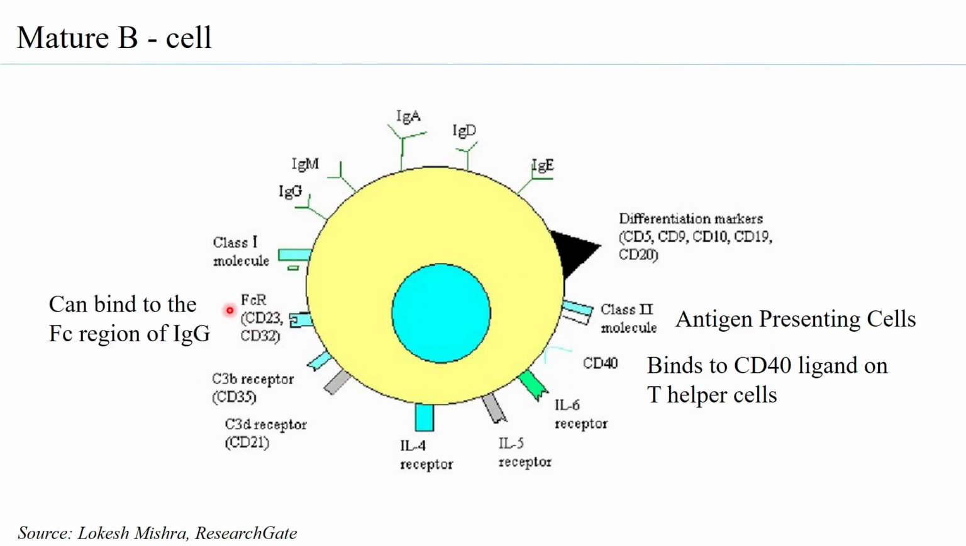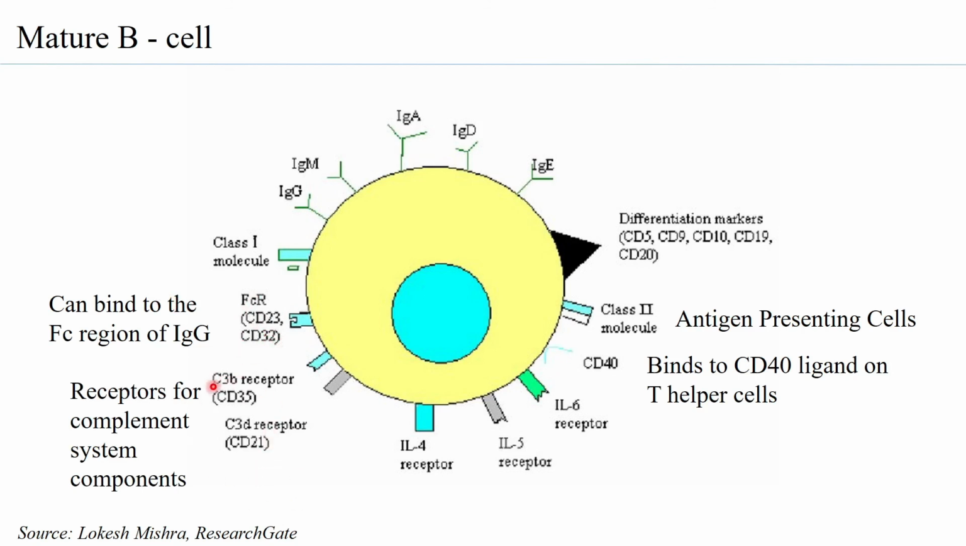Then one has also FcR gamma 2. This FcR gamma 2 is the Fc receptor. So it can bind specifically to the Fc region of the IgG molecule. So it can carry out a process that is called opsonization. Because it can bind to the antibody, it can carry out opsonization.